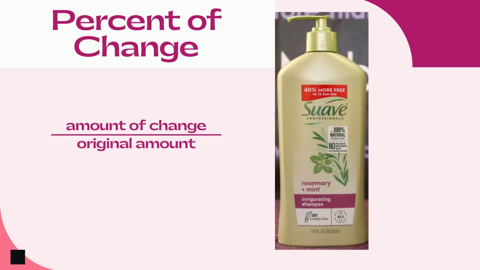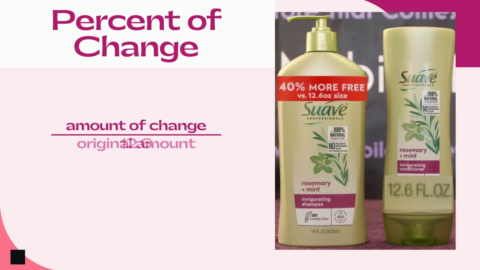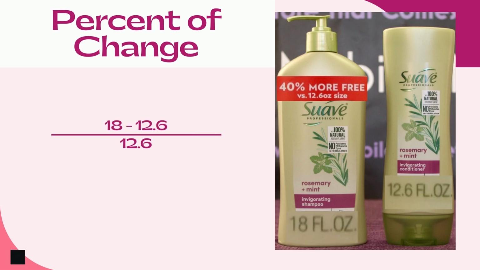Here's a real-life example. This bottle of shampoo has 40% more shampoo for free versus the 12.6 ounce size of the same shampoo. In this case, the original amount is 12.6 because the original bottle is 12.6 ounces. To find the amount of change, we need to subtract 18 ounces minus 12.6 ounces. That's the difference between the two bottles of shampoo.